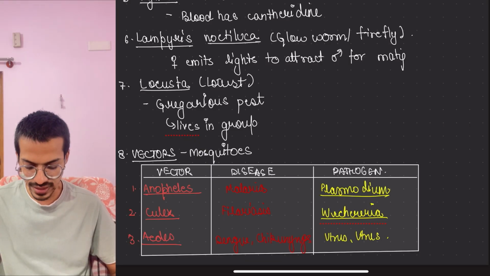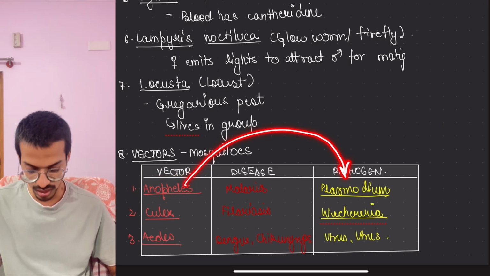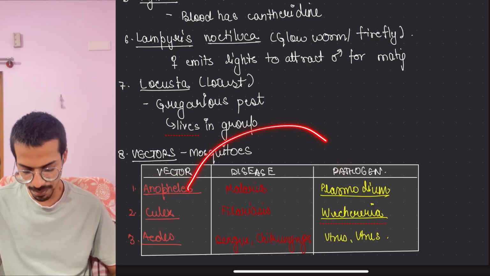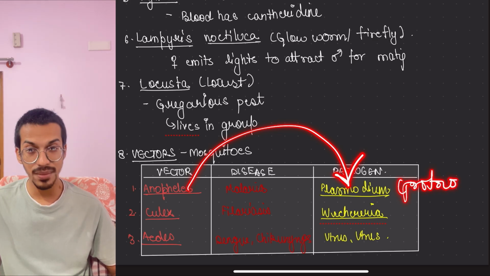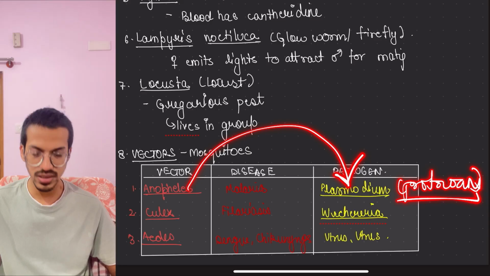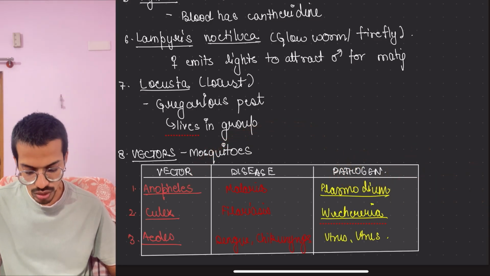So Anopheles is a vector for Plasmodium. Plasmodium is what? A protozoan, if you remember the second chapter. Okay, Plasmodium is the protozoan. So this protozoan causes what?